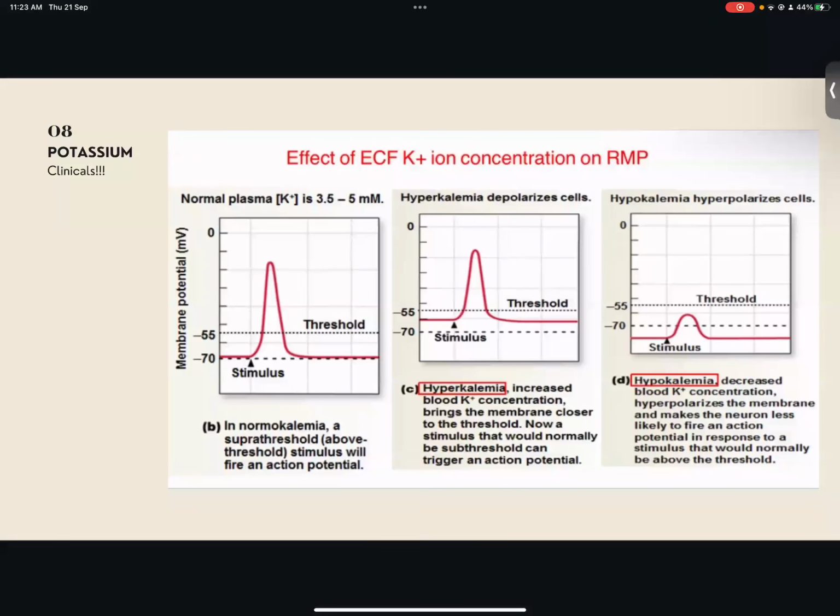In hyperkalemia, that same stimulus that in a normal situation wouldn't cause an action potential will cause an action potential, and that's because your membrane is already slightly more depolarized than it should be. So in hyperkalemia, increased blood potassium concentration, it will bring the membrane closer to the threshold. Now, a stimulus that would normally be sub-threshold, which means lower than threshold, can trigger an action potential.